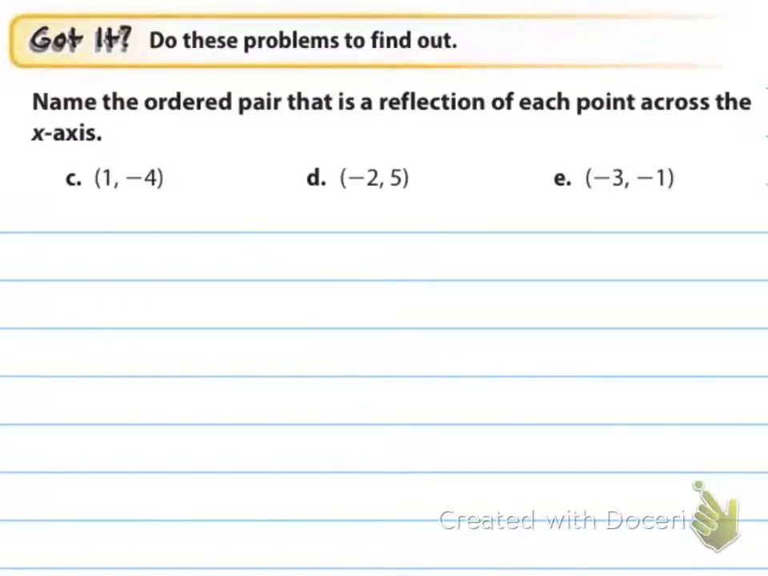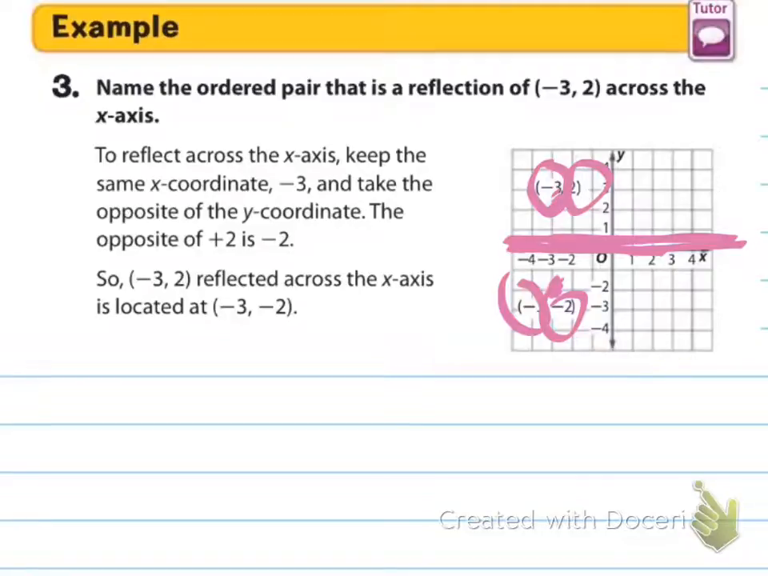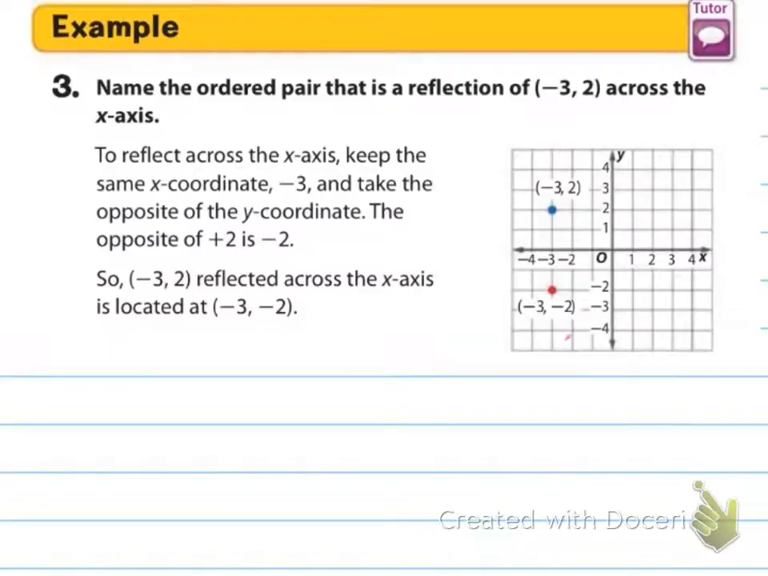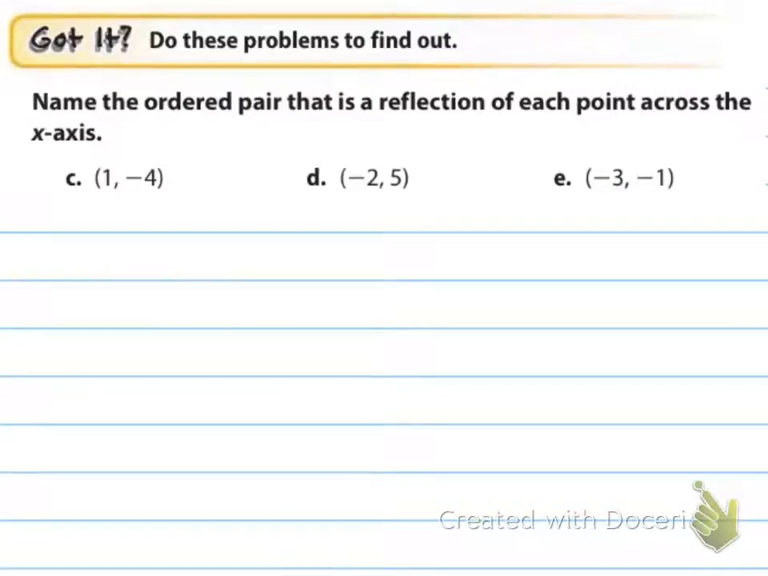So name the ordered pair that is a reflection of each point across the x-axis. If you need to use this, you can, just to help give you a visual. You can graph each of these points on this and see if you can figure out where the reflection is across the x-axis. It's important that you understand it's across the x-axis. Notice that when we reflected across the x-axis here, our x values stayed the same. Hint, hint. All right, so go ahead and do C, D, and E, and when you come back, we'll go over the answers.